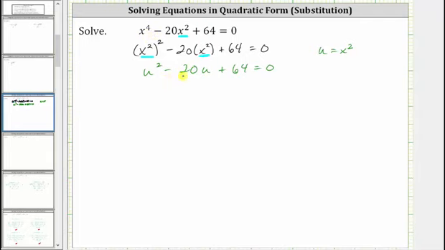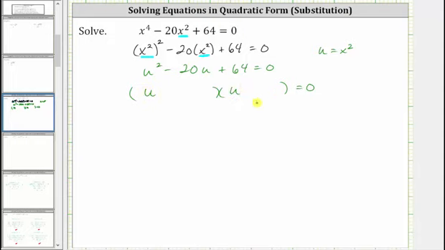And now we will factor this in terms of u. The left side will factor into two binomial factors. The first term is u squared, which is equal to u times u. So we have a u in the first position of both binomials.